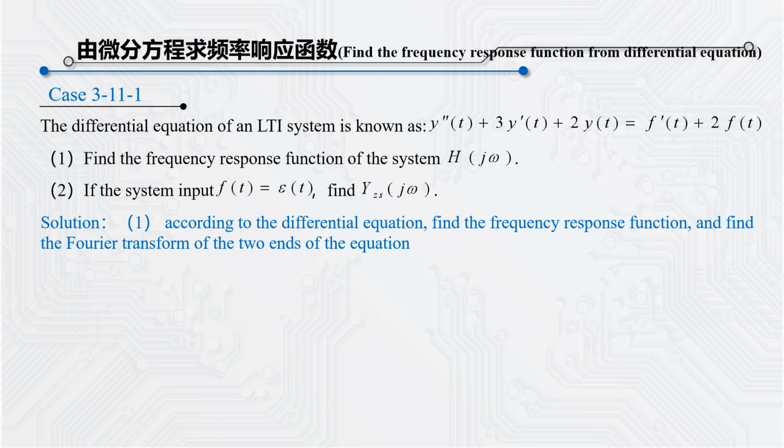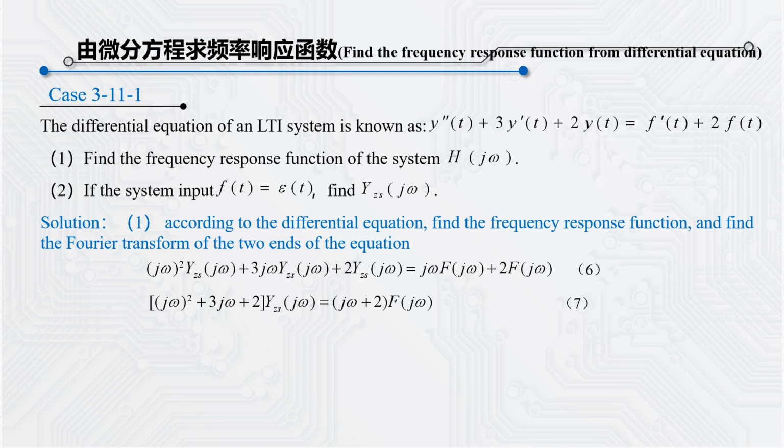According to the differential characteristic of Fourier transform, we can find the Fourier transform of the two ends of the equation, as shown in Formula 6. Here you should know that when you are finding the Fourier transform of y''(t), it is multiplied by the square of jω. In the same way, y'(t) is multiplied by jω. And at the right end of the equation, f'(t) also needs to be multiplied by jω. Therefore, we get Formula 6.